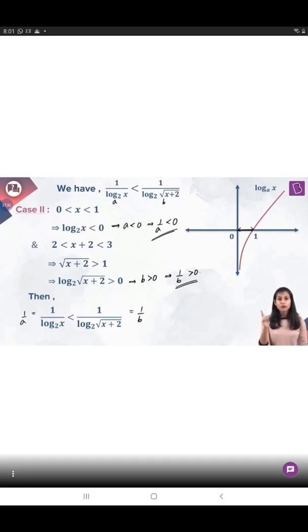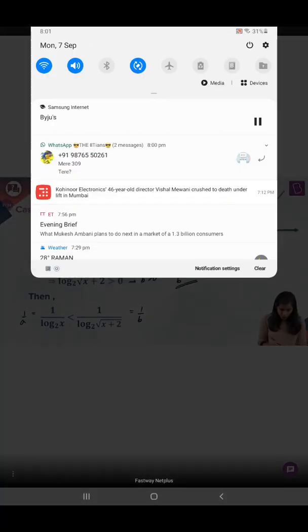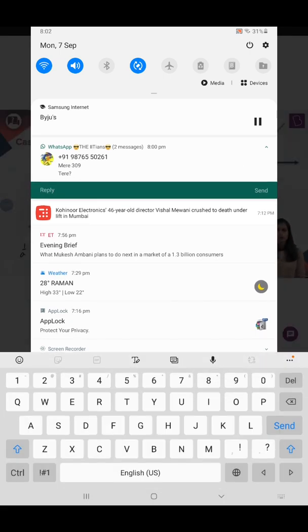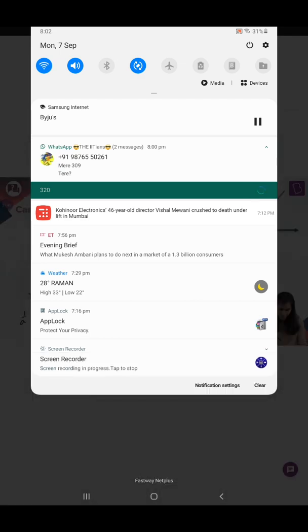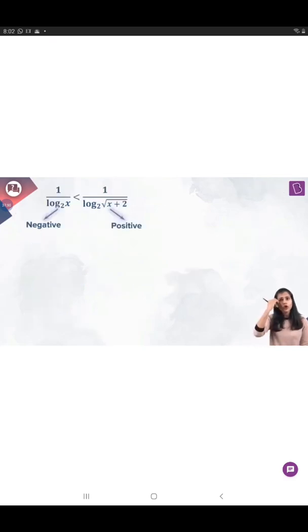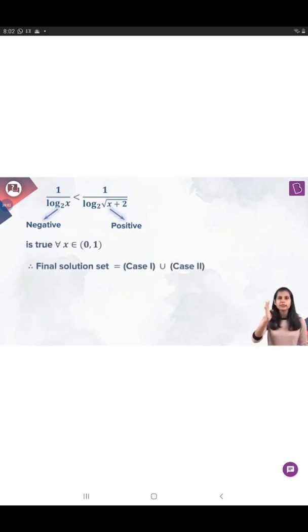According to the case you are in, you want to find out those values of x for which 1 by A is less than 1 by B between 0 and 1. How many x are there between 0 and 1 for which 1 by A is less than 1 by B? Wait a second. 1 by A is negative, 1 by B is positive, and a negative quantity is always less than the positive quantity. That means this inequality is being satisfied for every real number in case 2. Yes, that means case 2 solution set is complete case 2, which is the open interval (0, 1).